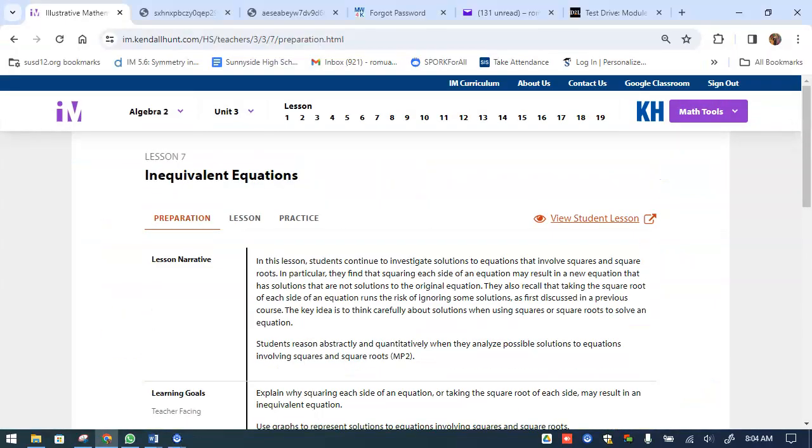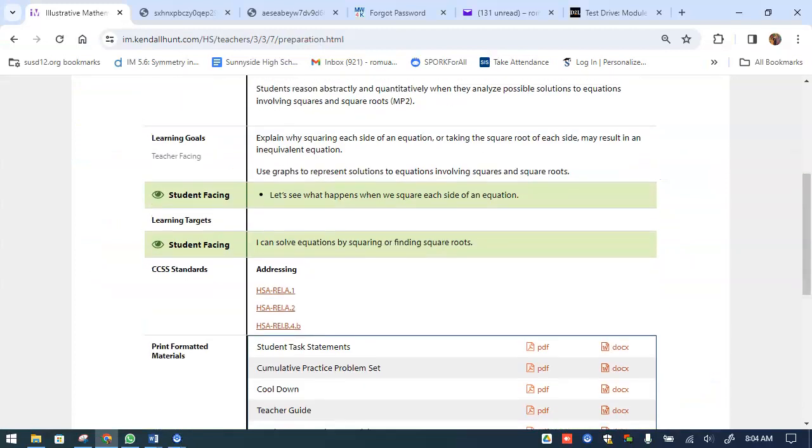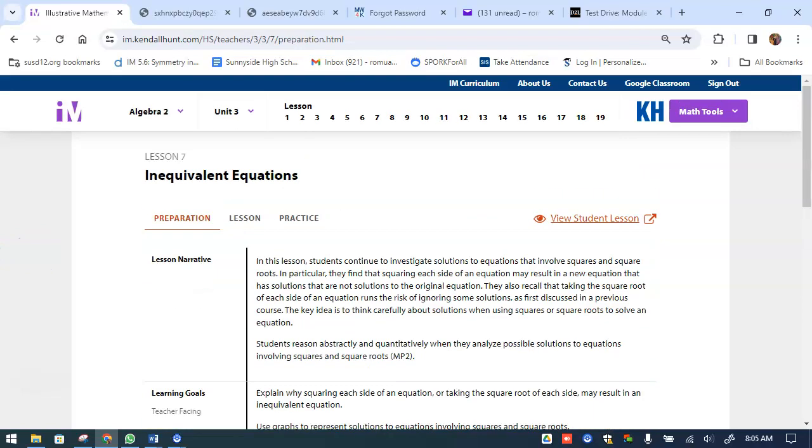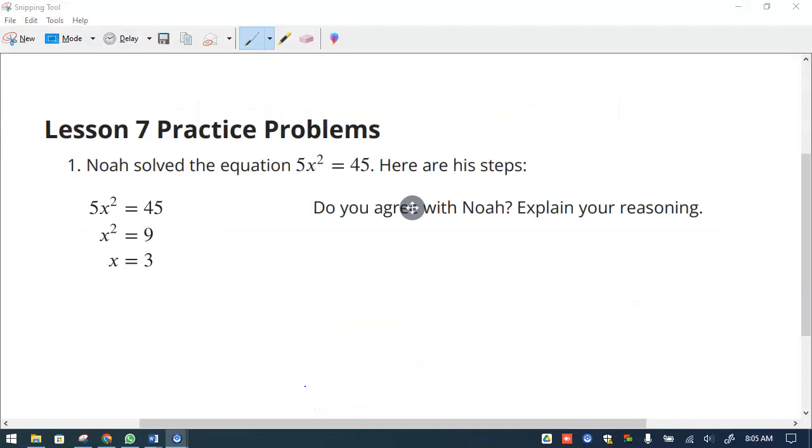Lesson number 7 is about what happens when we square each side of the equation, and how I can solve an equation by squaring or finding the square root. So I'm going to go directly to the practice problems. So lesson number 7, the first problem.